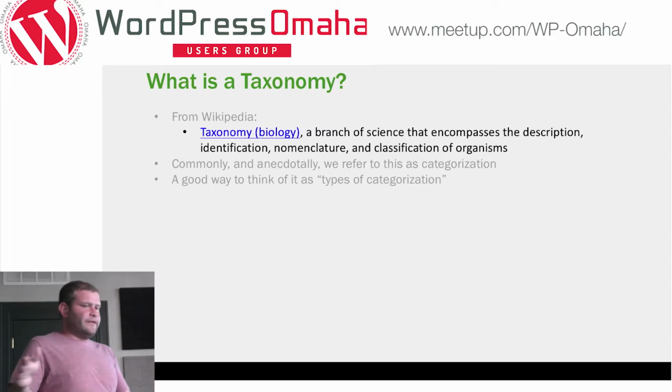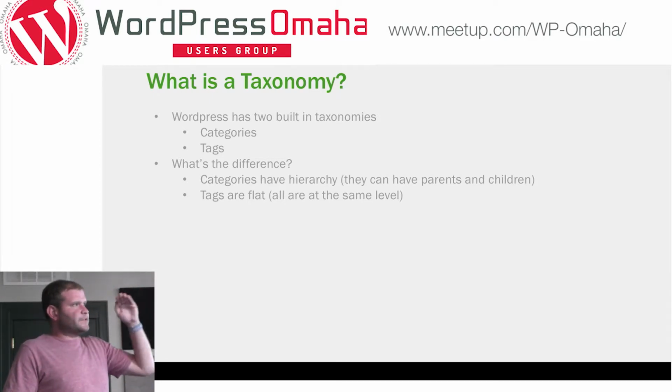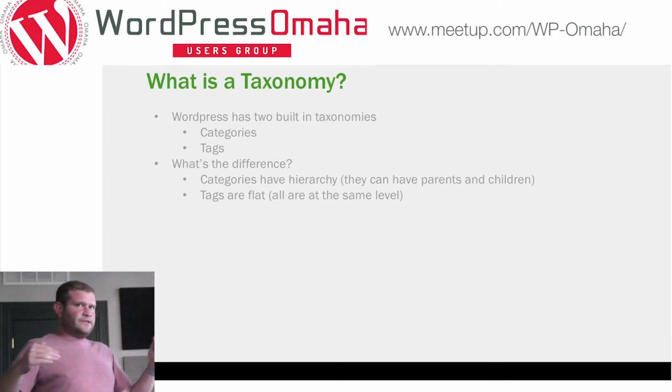Like we generally, as people, just call everything categorization, but we have more specific types of categorization, and they have different behaviors. WordPress has two taxonomies built in. That's categories and tags. And the key difference is categories have hierarchy. So you have parents and children. You know, maybe you have recipes, and then under that you have lunch, dinner, breakfast. Whereas tags are flat. They have no relation to one another. They're equal, one and the same.